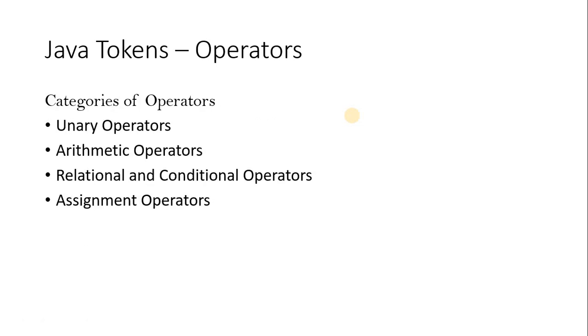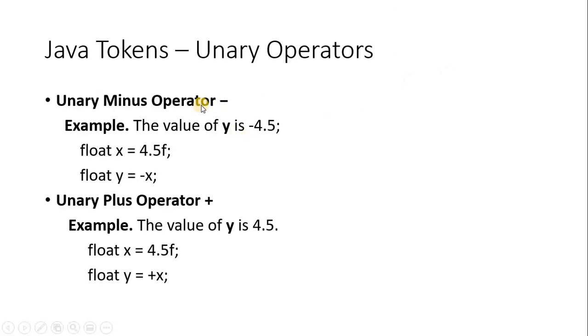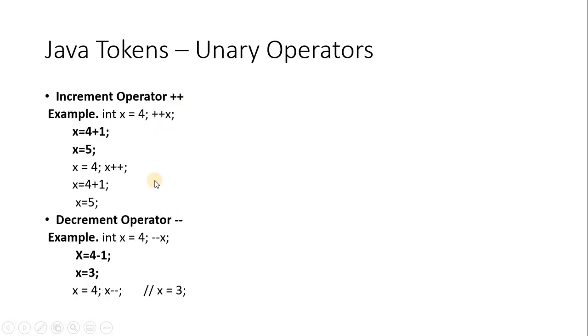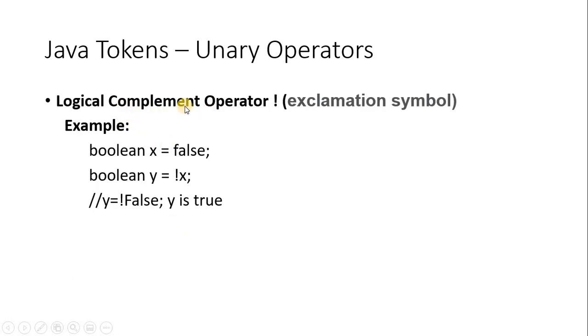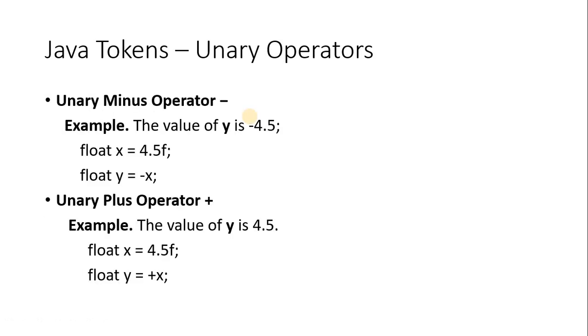In the unary operators, we have unary minus, unary plus, unary increment operator, unary decrement operator, and logical complement operator. So these are the unary operators. Let us discuss them one by one. The unary minus operator can be used to assign a negative value. For example, if we have a positive floating value 4.5 and this value is assigned as negative, the actual value is taken to negative. So this is unary minus.